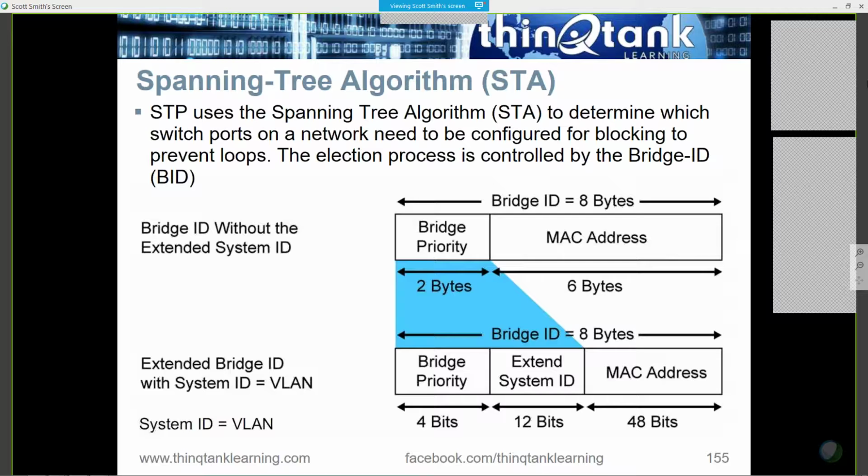There is an instance of spanning tree called CST, which stands for Common Spanning Tree. That's going to use the top bridge ID format. Cisco uses the bottom bridge ID format. And actually, most vendors use the bottom bridge ID format.